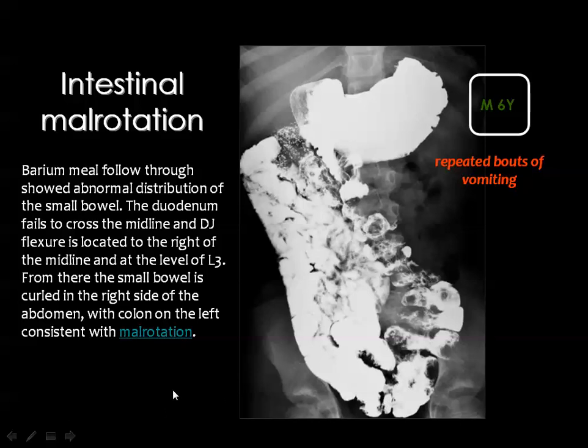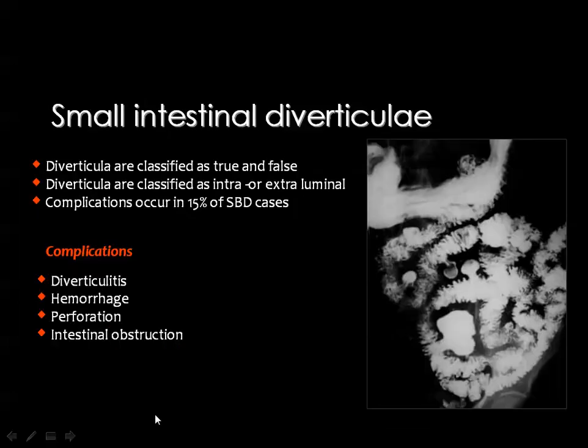Intestinal malrotation is usually an asymptomatic condition where there is malposition of the small bowel in relation to the large bowel. And in this film, you can see that most of the small bowel loops are located in the right side of the abdomen, while the colon is located on the left side. And this malrotation of the bowel is, as I have said, usually asymptomatic and is discovered incidentally.